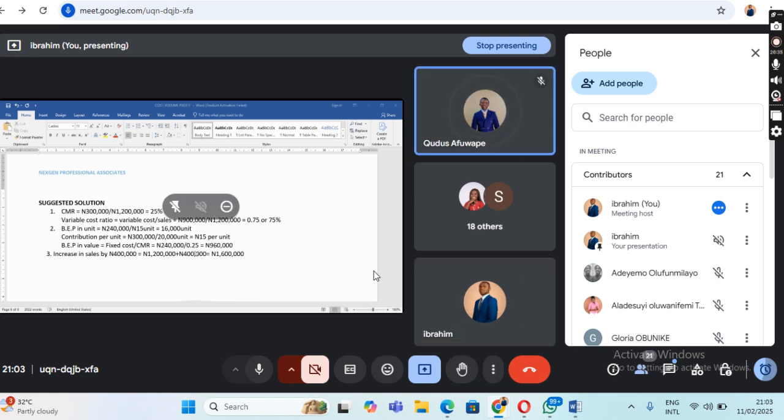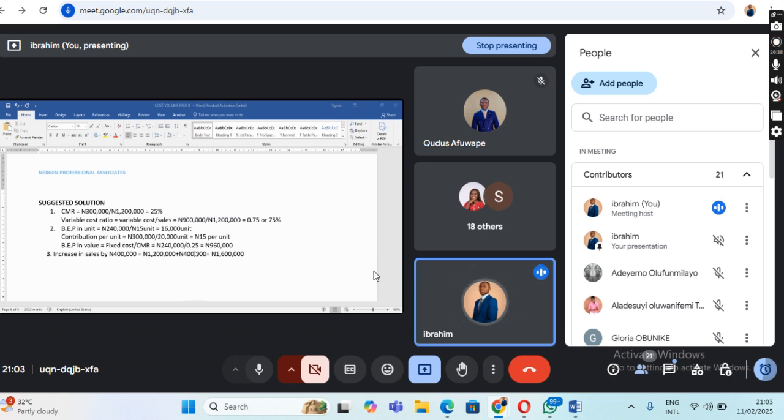Variable cost ratio. Contribution. Total contribution. Contribution margin ratio. Now, I don't want us to use contribution, because your contribution is your sales minus your variable cost, but what we want to get is the variable cost. So you need to make something the subject of the formula. Someone mentioned variable cost ratio. We will use it, and we will still use CMR.